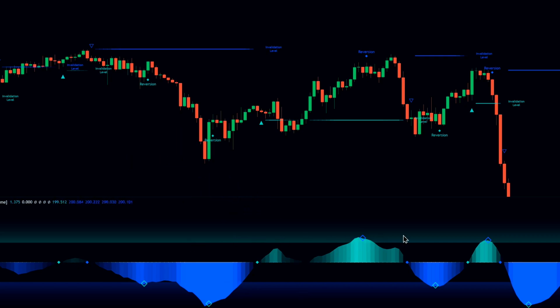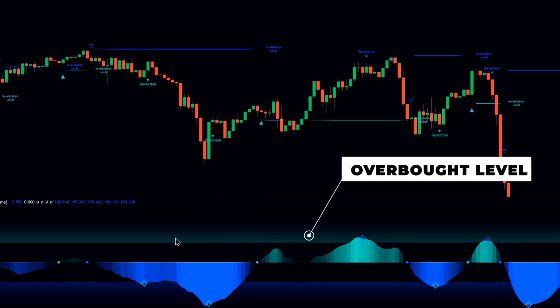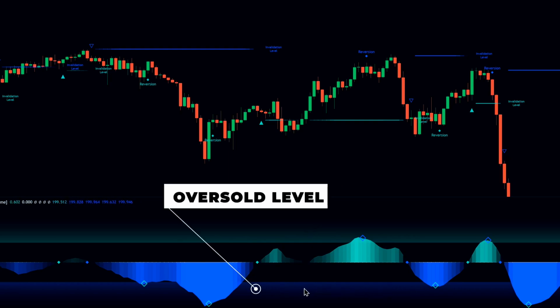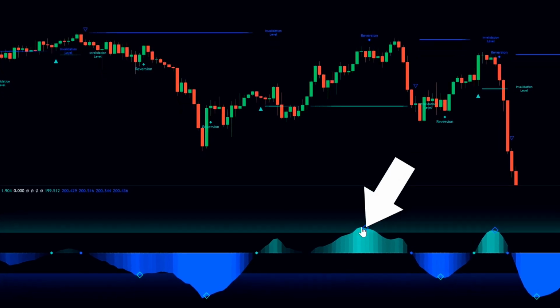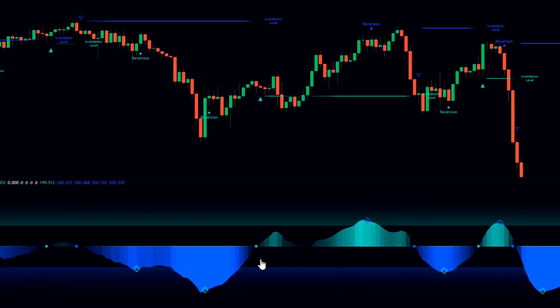You'll notice there are overbought and oversold levels as well, marked in teal at the top and blue at the bottom. If the oscillator moves into the upper range, it's suggesting the market could be overbought, and when it dips into the lower range, the market might be oversold.